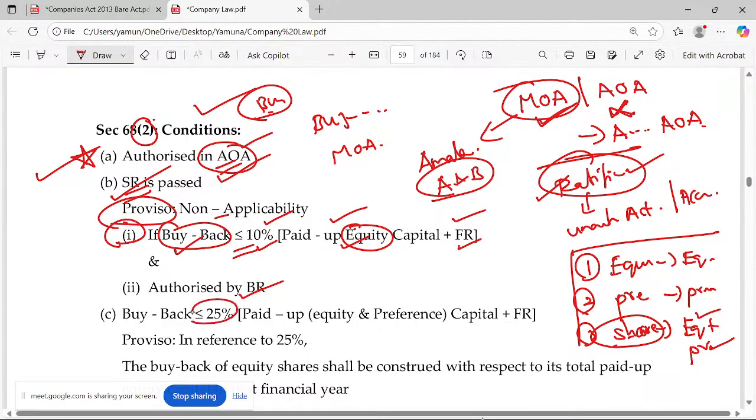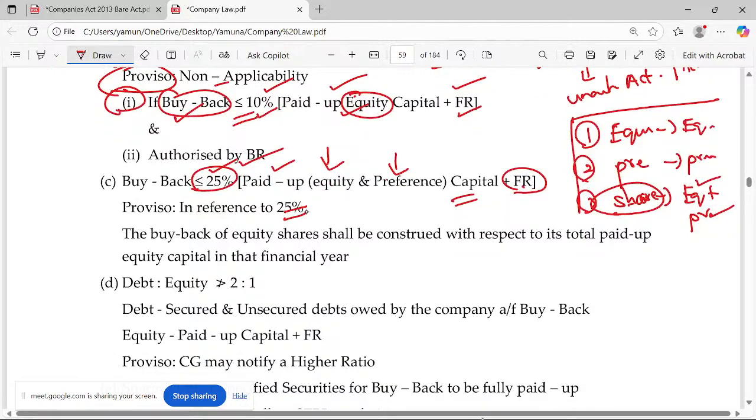Buyback is less than or equal to 25%. Here, paid up of equity and also preference, because in the act it is mentioned only as capital. If it is mentioned as paid up share capital, what does it mean? Both equity and preference have to be considered along with free reserves. So in reference to this 25%, it has to check total paid up equity in that financial year.